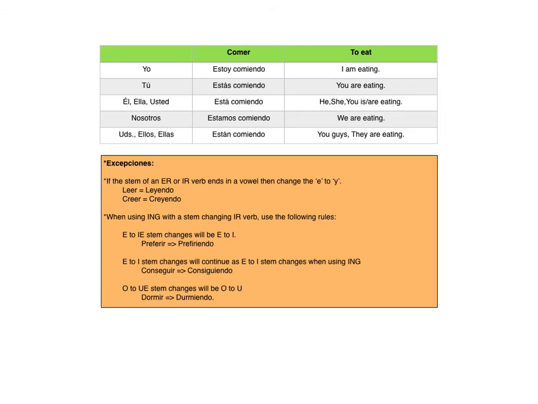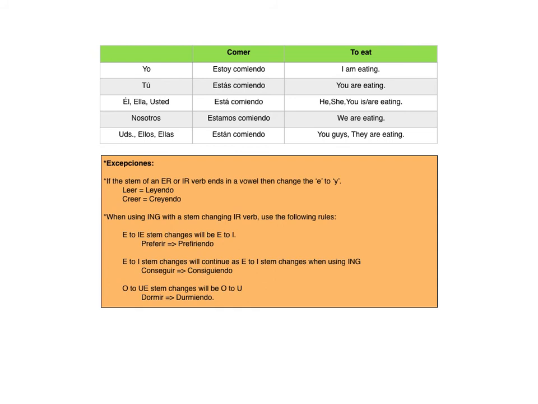If that stem changing IR verb happens to be an E to I stem changer, then that will continue as an E to I stem changer. An example of this is the verb conseguir. Conseguir is an IR verb. It is an E to I stem changing verb. So it's going to break that general rule. The general rule here is, remember, ing will not get a stem change. The exception being conseguir in this case. So we have consiguiendo.